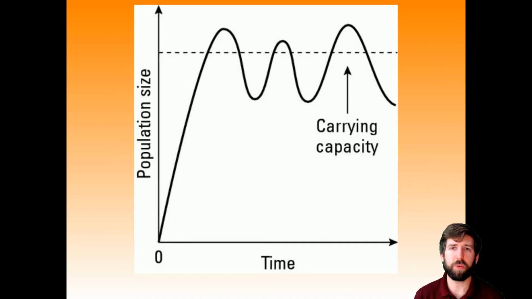Here's a more zoomed in graph of the population, and you'll see the carrying capacity is again noted by the dotted line. The up and down motions there are those overshoots and die-offs, and you'll see how one leads into the next. So it fluctuates up and down in a cyclic fashion.